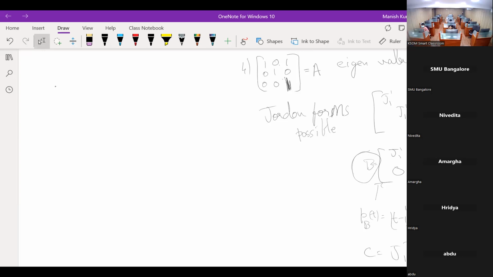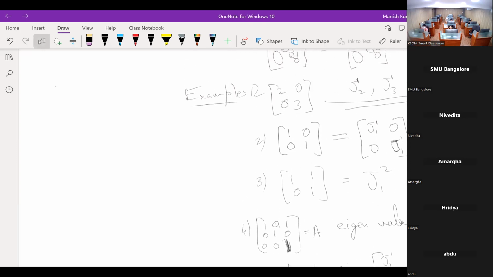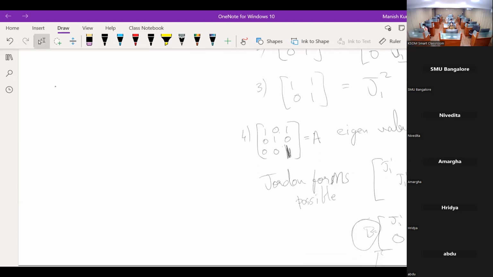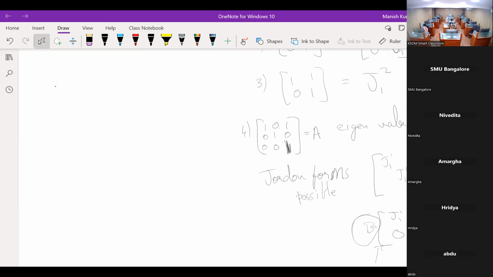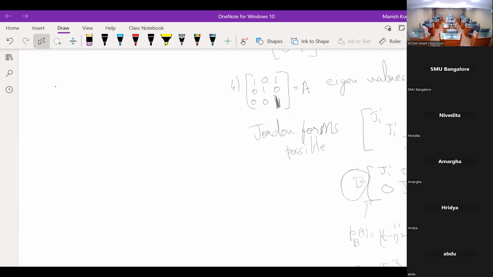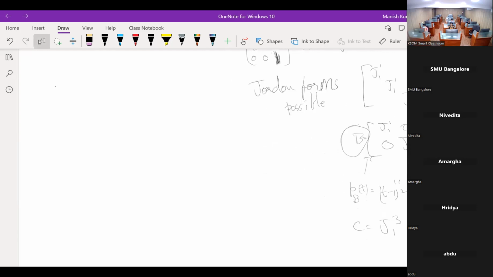Ideally, if you want to compute a similar matrix, you'll have to do row operations, column operations, and so on. Whenever you are trying to do this, you'll have to do a row operation and the corresponding column operation, and it's a mess. So finding the Jordan form in general is not so easy, it's computationally more involved. But for a smaller matrix, you can play these kinds of tricks and compute the Jordan form of the matrix.